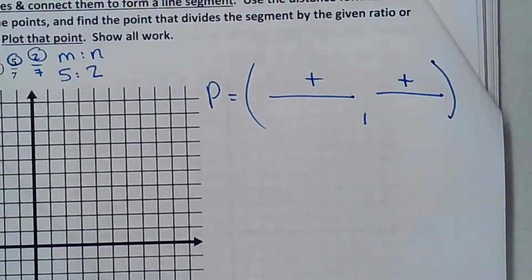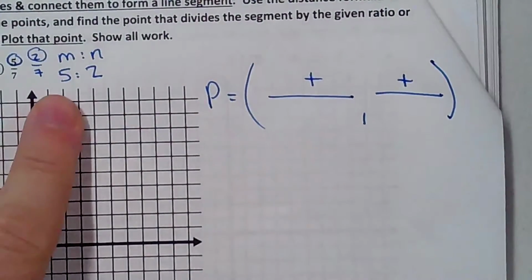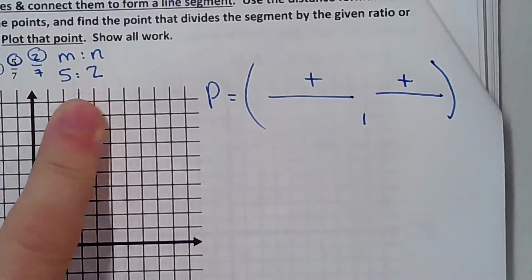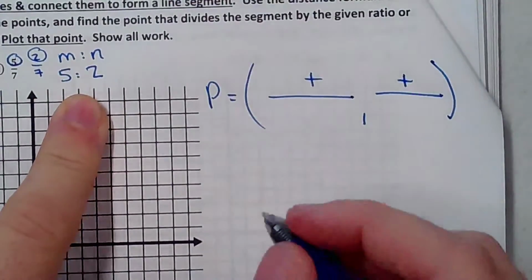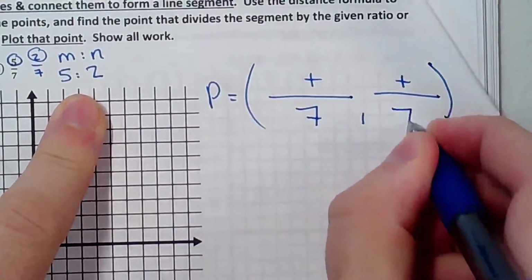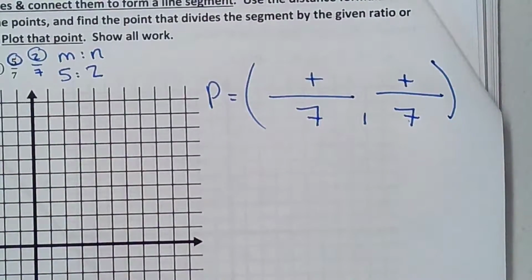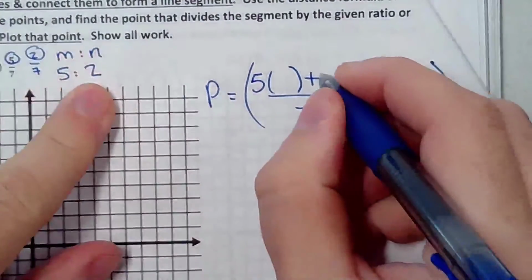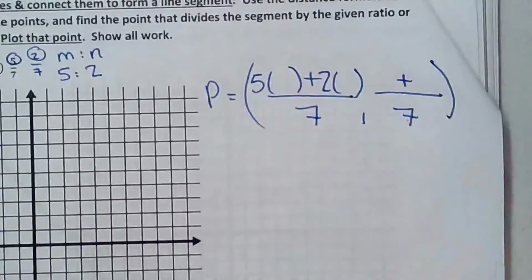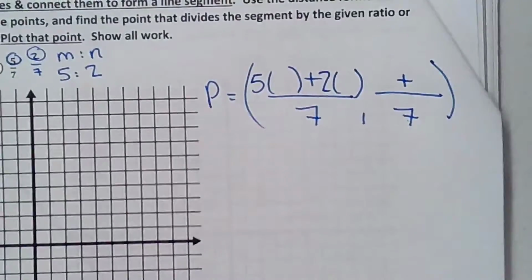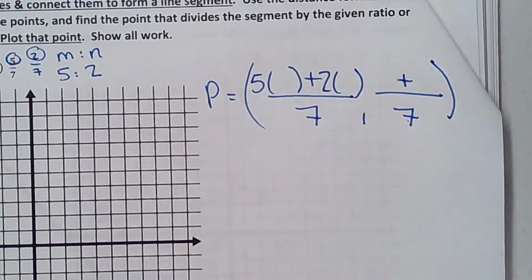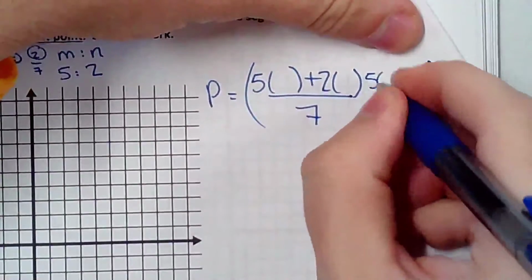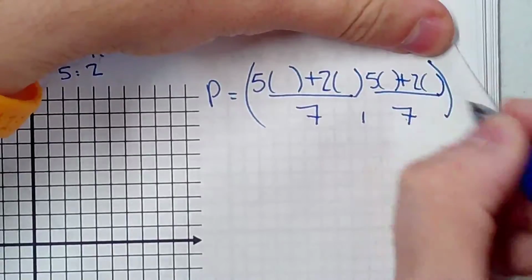Now, how many pieces will we have here in total? Well, we got 5 of one of them and 2 of the others. How many total pieces do we have? 7. So we're going to divide by 7. That makes sense. 7 total pieces. Where are those 7 pieces coming from? Well, we're going to have 5 of one of our x's, and we're going to have 2 of the other x, right? That's where that ratio comes into play. Same over here. We're going to have 5 of these y's, and we're going to have 2 of those y's.